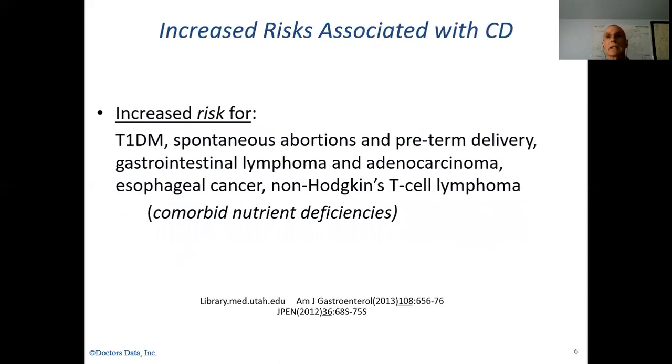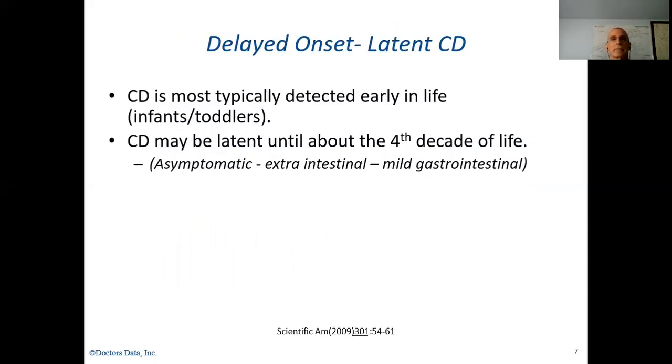There are also increased risks, and I emphasize risks, associated with celiac disease, and those include type 1 diabetes, spontaneous abortions, preterm delivery, gastrointestinal lymphoma and adenocarcinoma, esophageal cancer, and non-Hodgkin's T-cell lymphoma. Now, it has been suggested that some of these cancers may be associated, in fact, with the comorbid nutrient deficiencies.